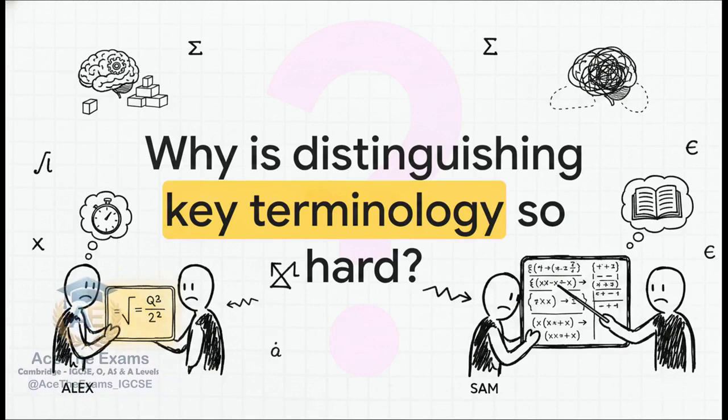Now, on the flip side, we have Sam. Sam writes incredibly fast, but gets bogged down in proving every single tiny algebraic expansion, building these massive paragraphs of math, and ultimately running out of time for the rest of the paper.